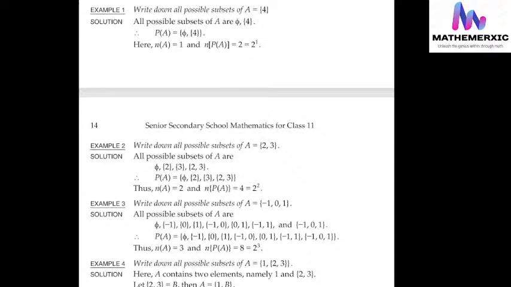The first question is write down all possible subsets of A, bracket 4. Obviously, all the possible subsets are the empty set and {4}. Number of elements of A is 1. Number of elements of the power set is 2 to the power of 1, which is 2. So let us do some other type of questions. Write down all the possible subsets of A.